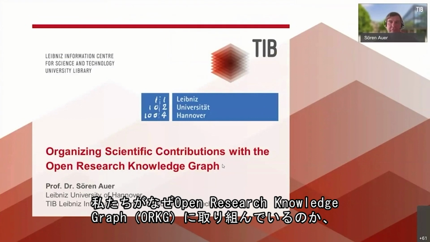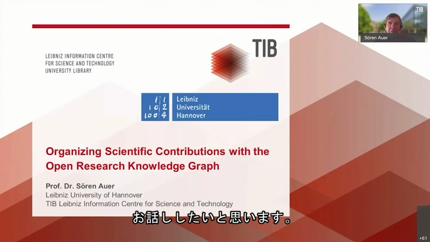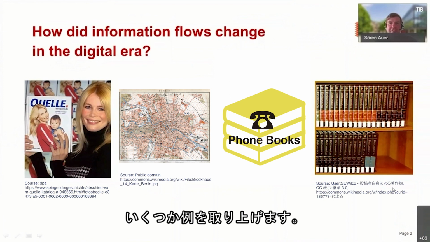So I would like to introduce a bit to you why we are working on the Open Research Knowledge Graph and why this is so important to contribute. So if we look at how information flows changed in different areas, you see here some examples.